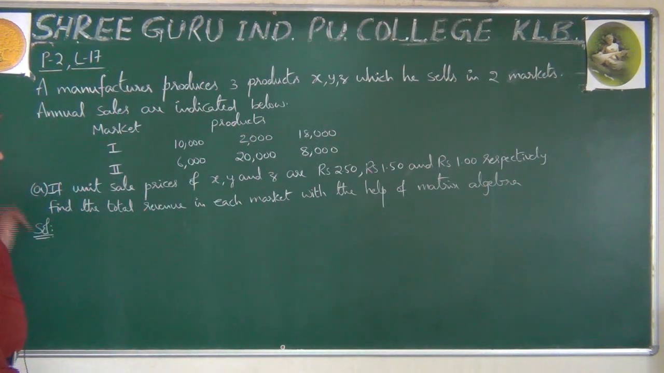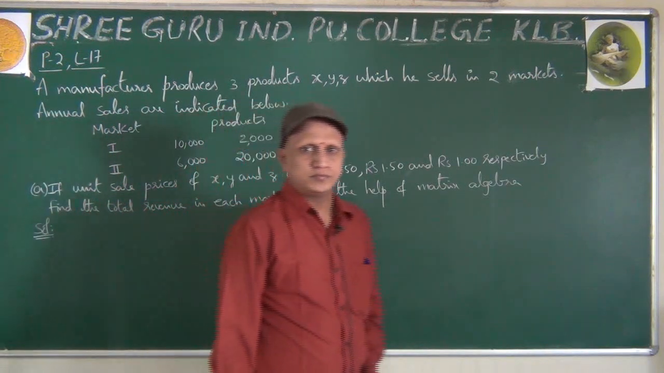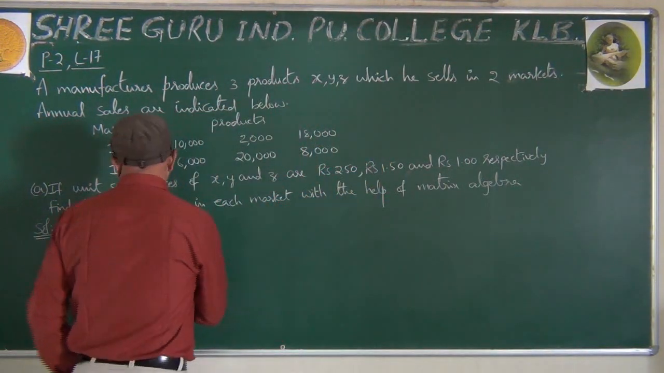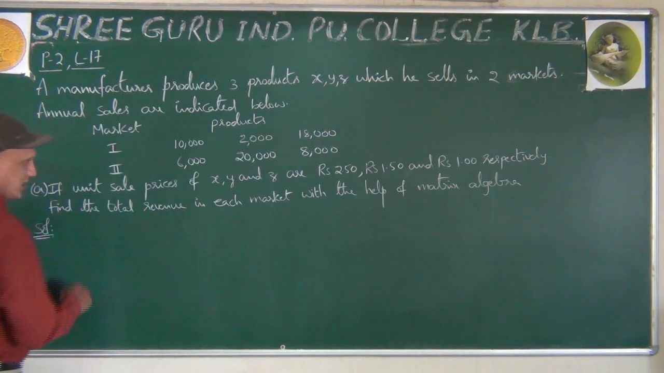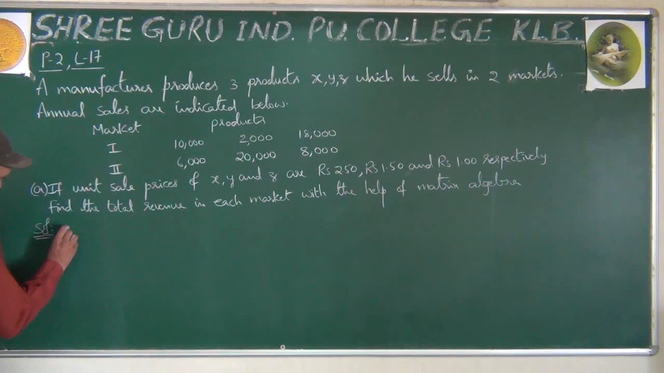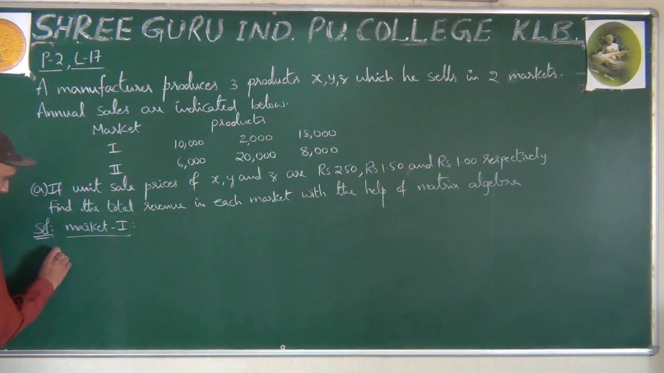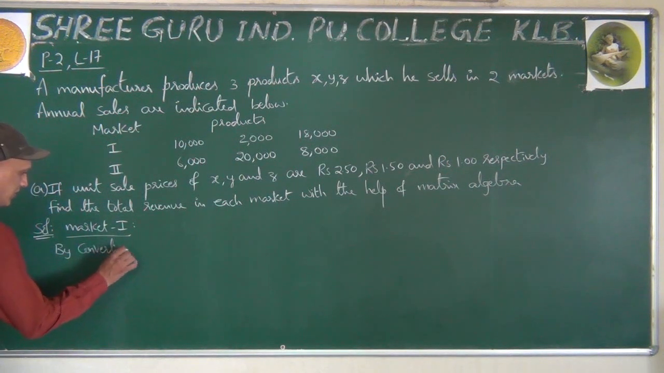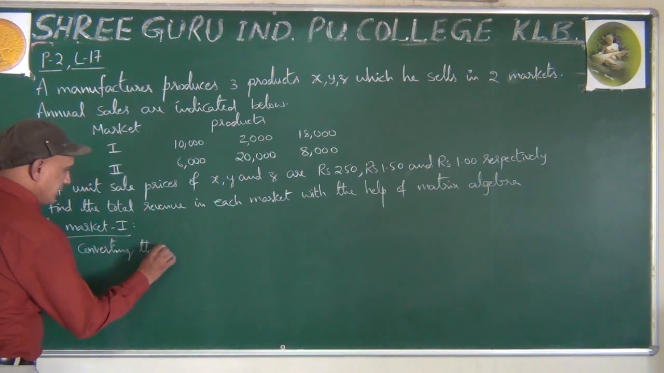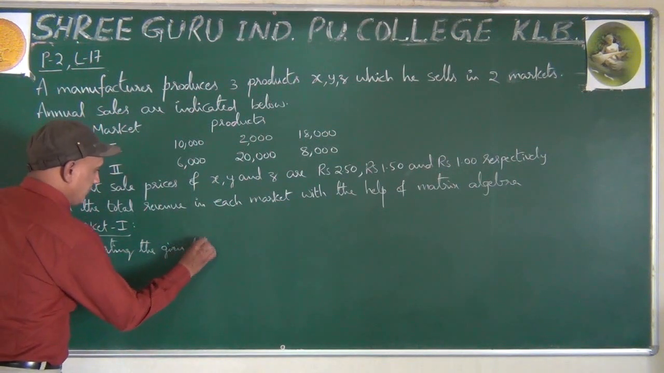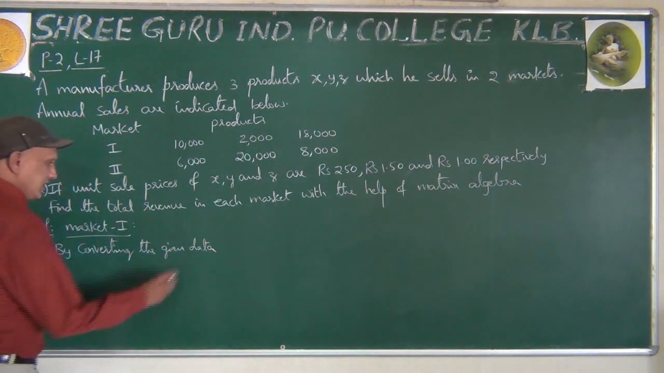So manufacturer produces 3 products X, Y, Z. Directly I can go to converting the given data into matrix algebra. Otherwise, I will do market 1, market 2, separate simplification. That is, market 1, side heading. By converting the given data into matrix algebra.